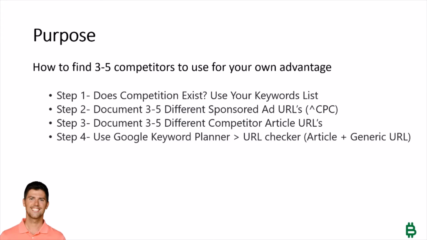Step 4 is using either Google Keyword Planner or Ubersuggest based on the URL that we find. I like to use Keyword Planner here, and they have a really cool tool that I'll show you where you can run their URL, the exact article, and their generic URL, and it'll just pull up everything from a keyword perspective on what your competitors are ranking for.